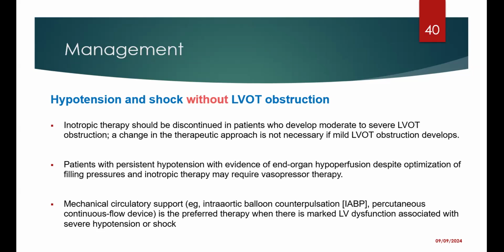Also, in patients with persistent hypotension with evidence of end organ hypoperfusion, despite optimization of the filling pressures and inotropic therapy, they may require the use of vasopressor therapy to cause peripheral vasoconstriction to increase the blood pressure. And mechanical circulatory support, such as intra-aortic balloon counterpulsation and percutaneous continuous flow devices, is the preferred therapy when there is marked LV dysfunction associated with severe hypotension or shock.